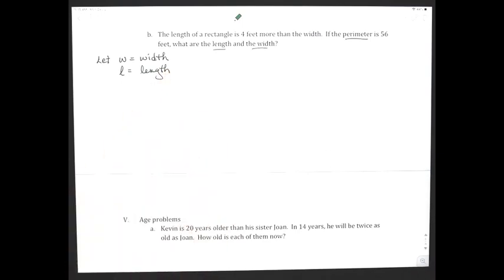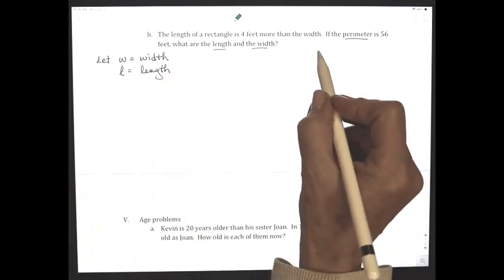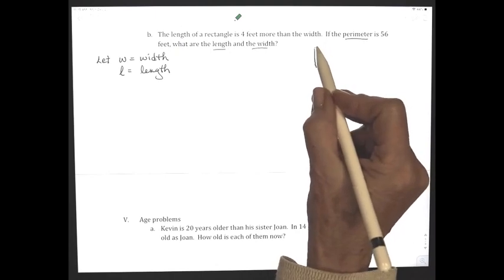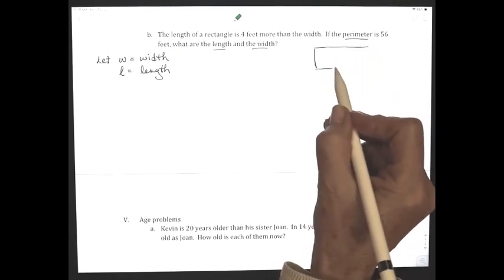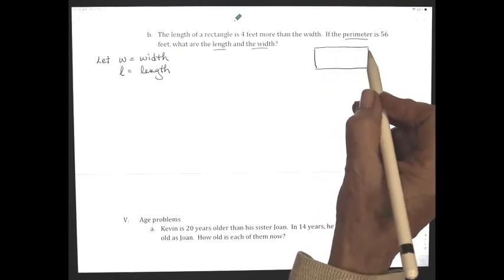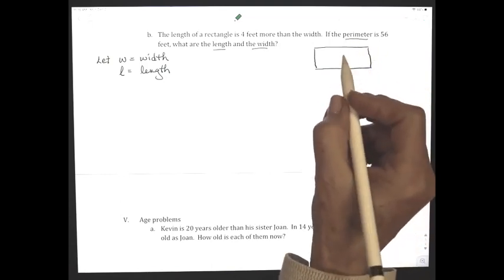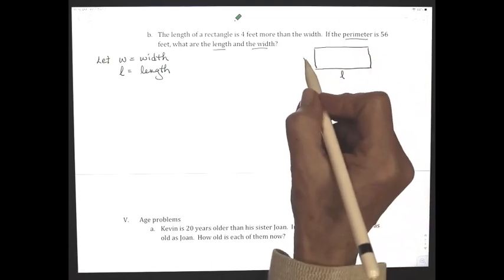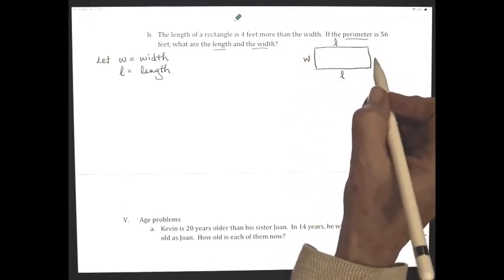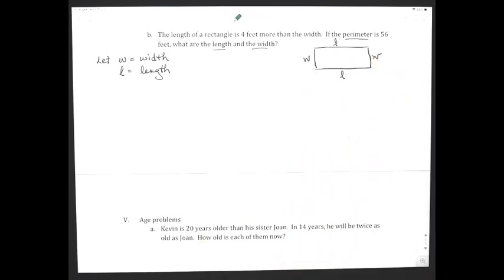So W is the width, L is the length. Anytime I have geometry, it usually helps me to make a sketch. So you know that a rectangle has 4 90-degree angles in it. Here's the length, and here's the width. Here's the length, and here's the width.